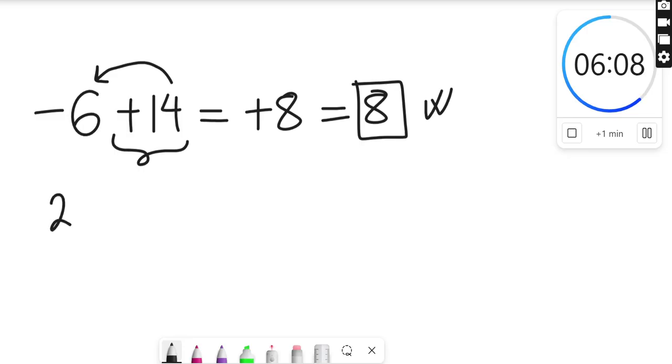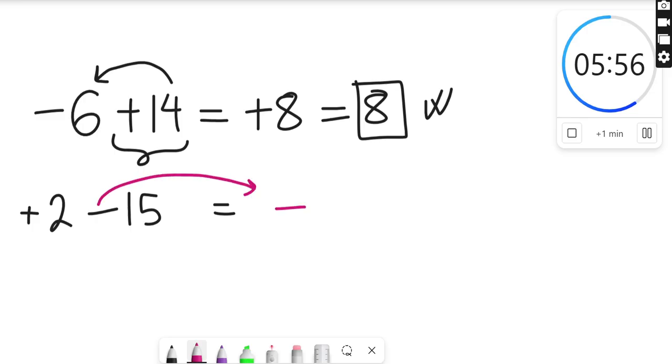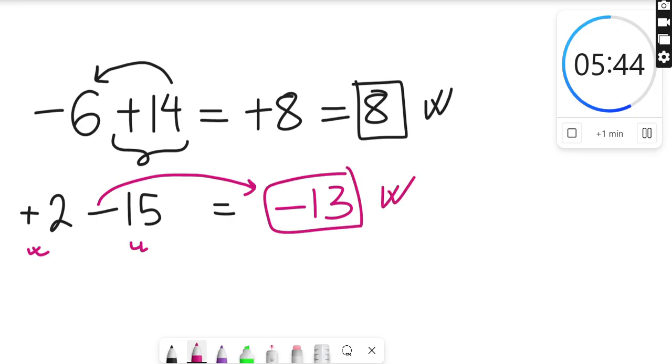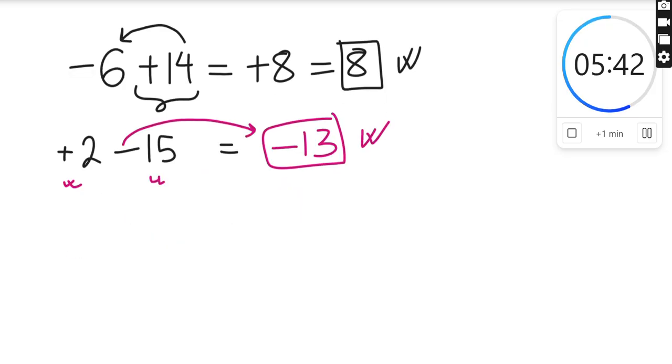What if we have 2 minus 15? Again, our 2 is positive. Now, step 1, write the sign of the bigger number, which means 15, so the sign will be negative. Step 2, if you have plus and minus, take them away. So 15 minus 2 is equal to 13. That's it. Our final answer is negative 13.